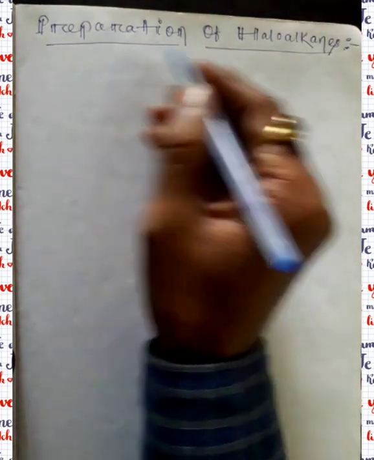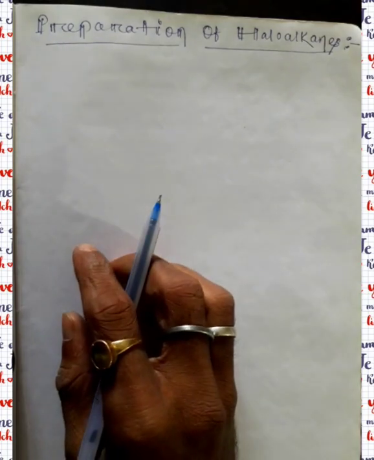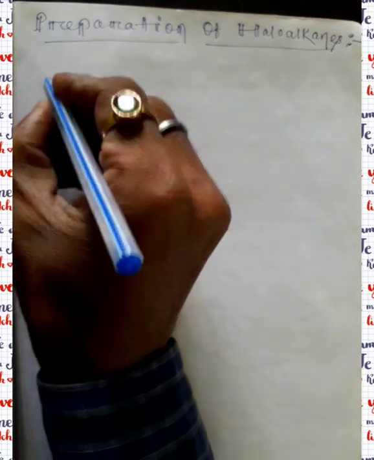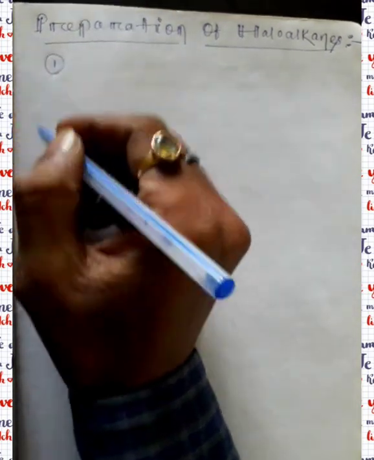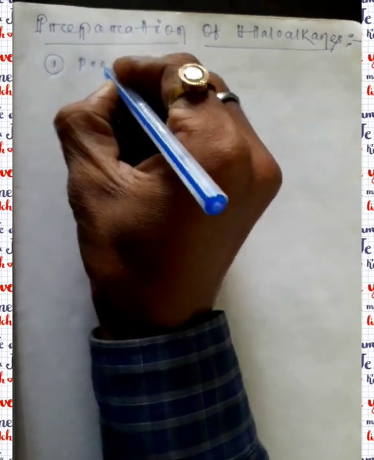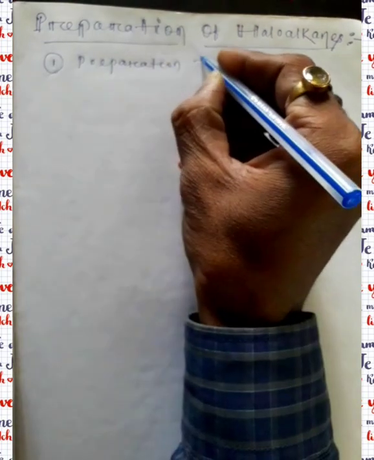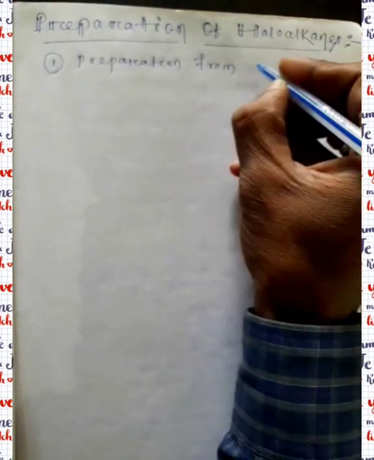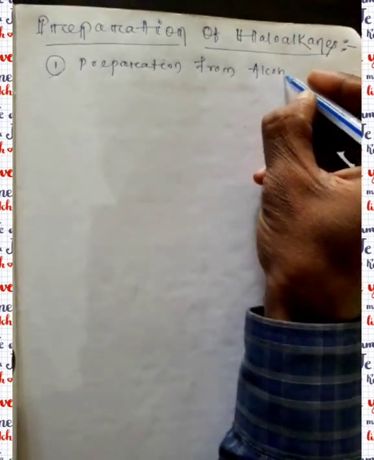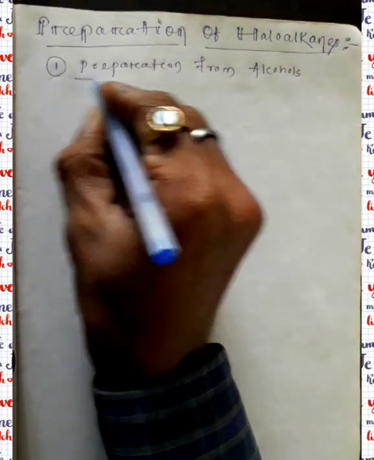See the preparation of haloalkanes, how haloalkanes are prepared. The first preparation method is preparation from alcohols. How is alkyl halide prepared from alcohol?